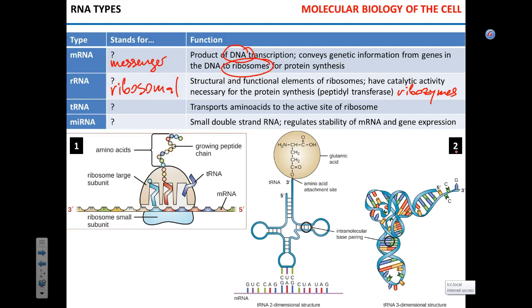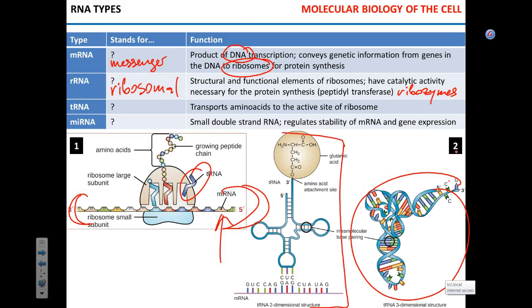So you can see, well, rRNA you cannot see on this picture. You can see mRNA. It's shown here, okay. It's mRNA bound to the ribosome, and now you can see tRNA. T stands for transport or transfer. So it transports amino acids to the site of protein synthesis, to the ribosome. It doesn't have a catalytic role, but it has a role in recognizing in which place an amino acid should be inserted in the newly synthesized protein.